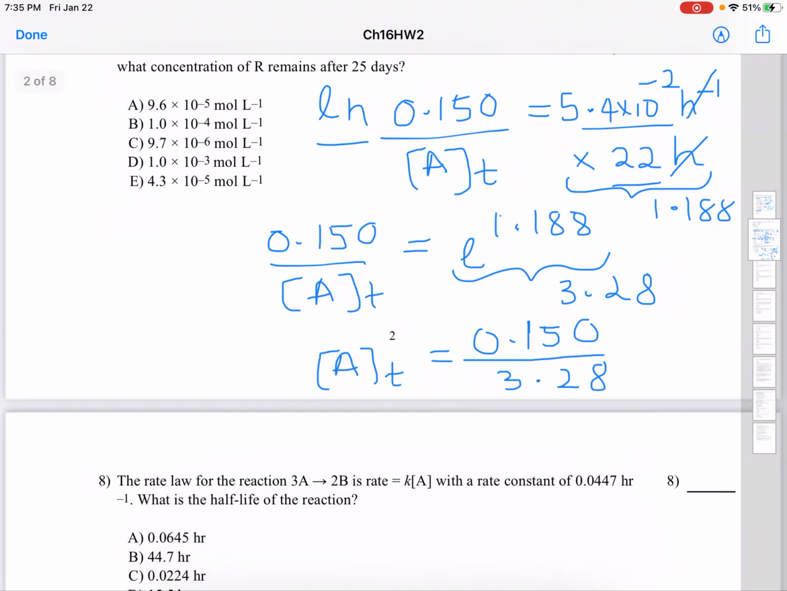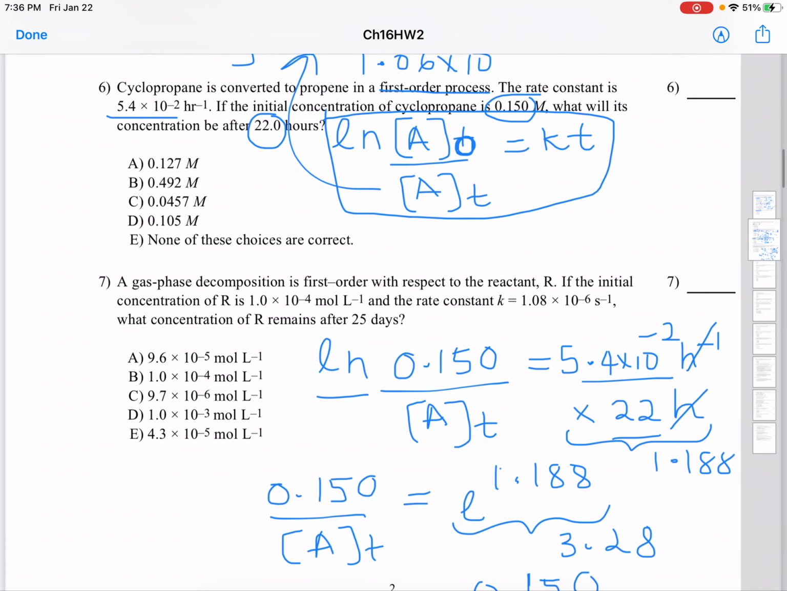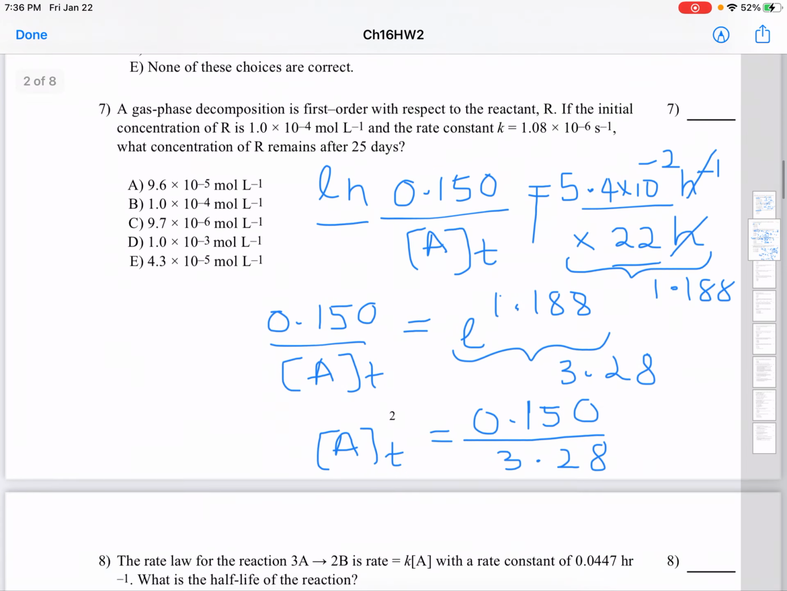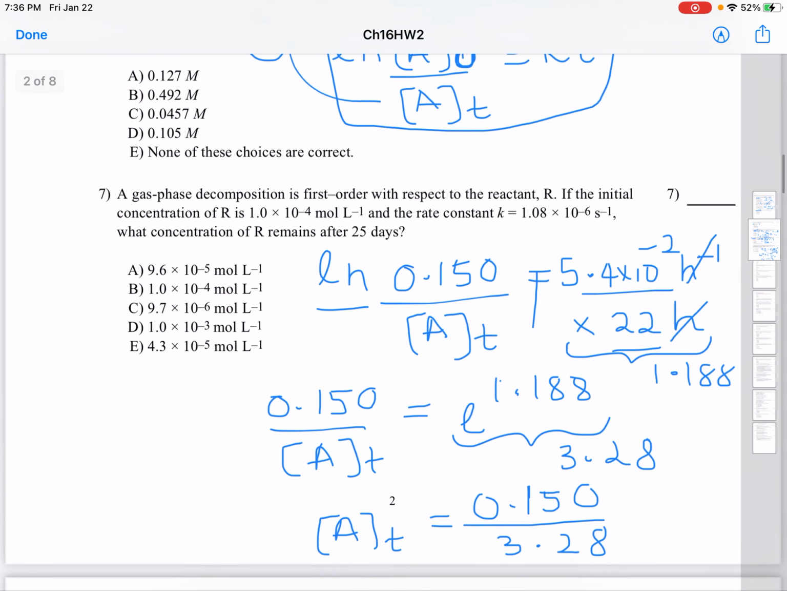Which question are we on? We are on question number 6. Okay, I was looking at the answers. We were talking about number 6. Okay, so you guys can find the answer for number 6. That's how you do it. So you do the final calculations and you can get the answer. I'm going to go ahead and erase.